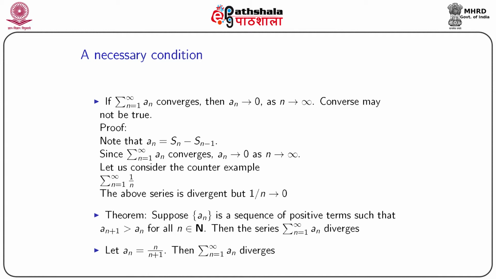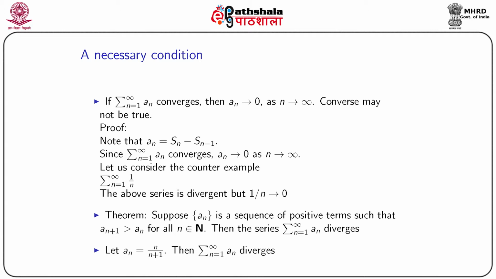Now we will discuss a necessary condition. We will show that this condition is not sufficient. That means if a series converges, then it has to obey this condition, but following this condition will not suffice for convergence. So if the sum over n from 1 to infinity of an converges, then an must converge to 0 as n tends to infinity. The converse may not be true.